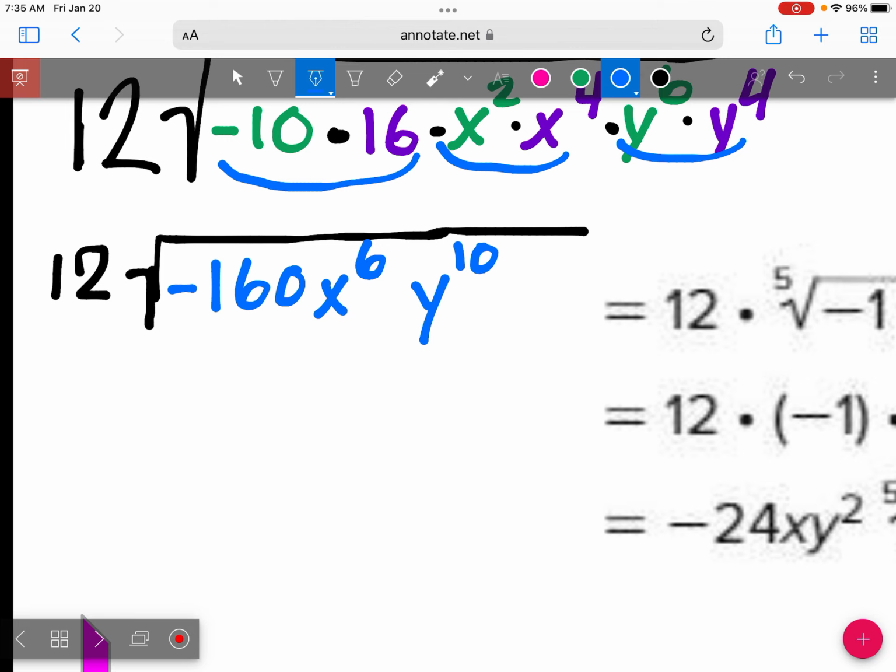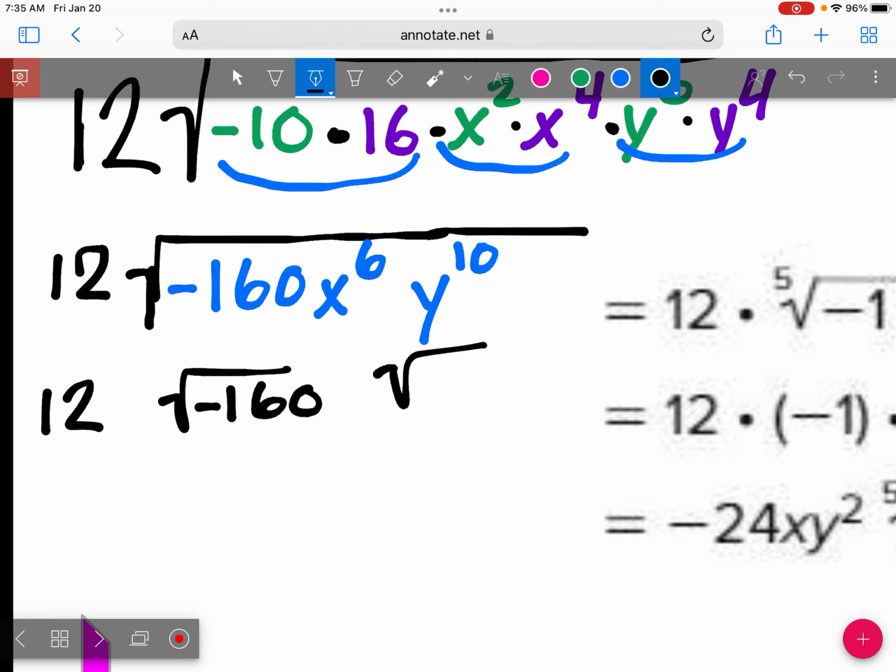So there it's significantly simplified. But I see a whole lot of even numbers in a square root. We're going to see if we can take it even further. So this is when we're doing the exact same pieces we did yesterday, where we break it apart. So my 12 is still hanging out front. I'm going to do the square root of negative 160, square root of x to the 6th, and square root of y to the 10th.